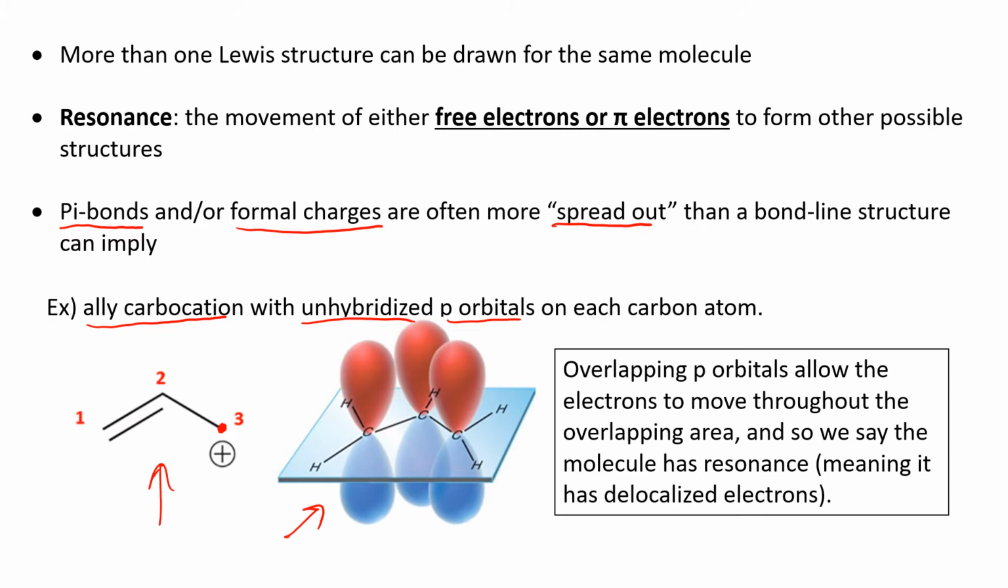So what's really happening is that the overlapping p orbitals allow the electrons to move throughout the overlapping area. So we say the molecule has resonance and is delocalized. We're going to look at the application of resonance and drawing resonance structures in the following slides.